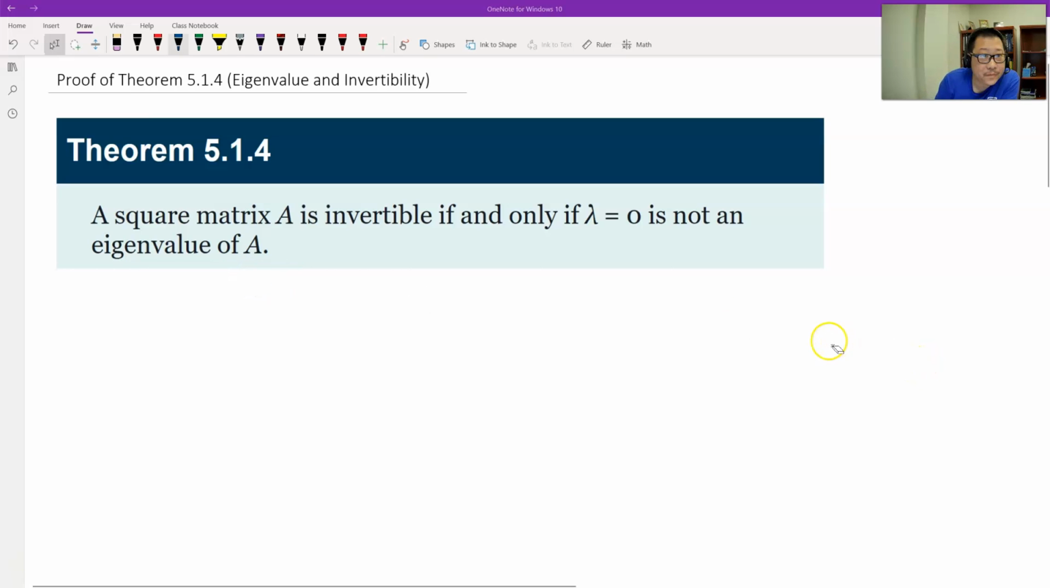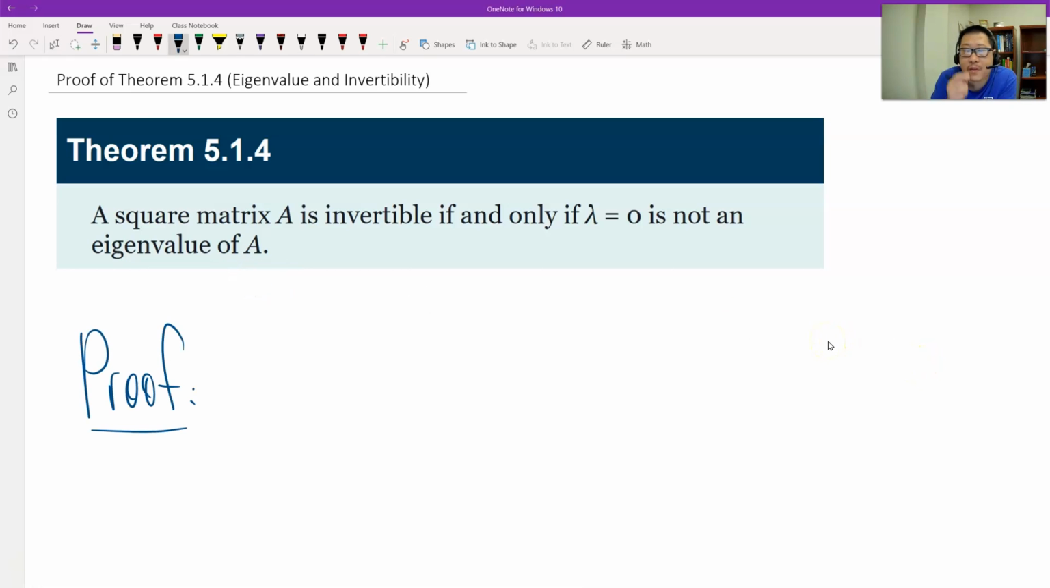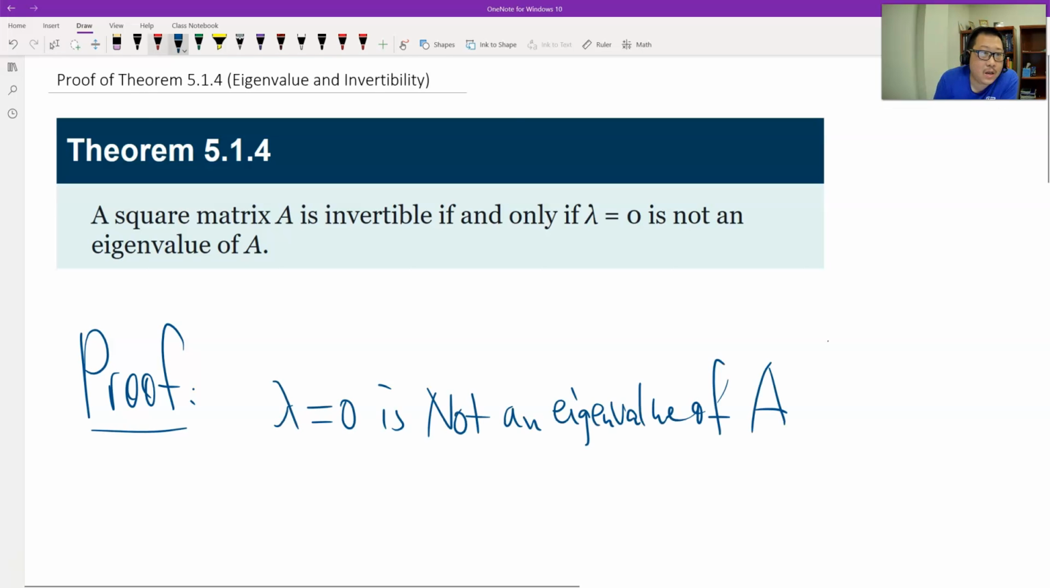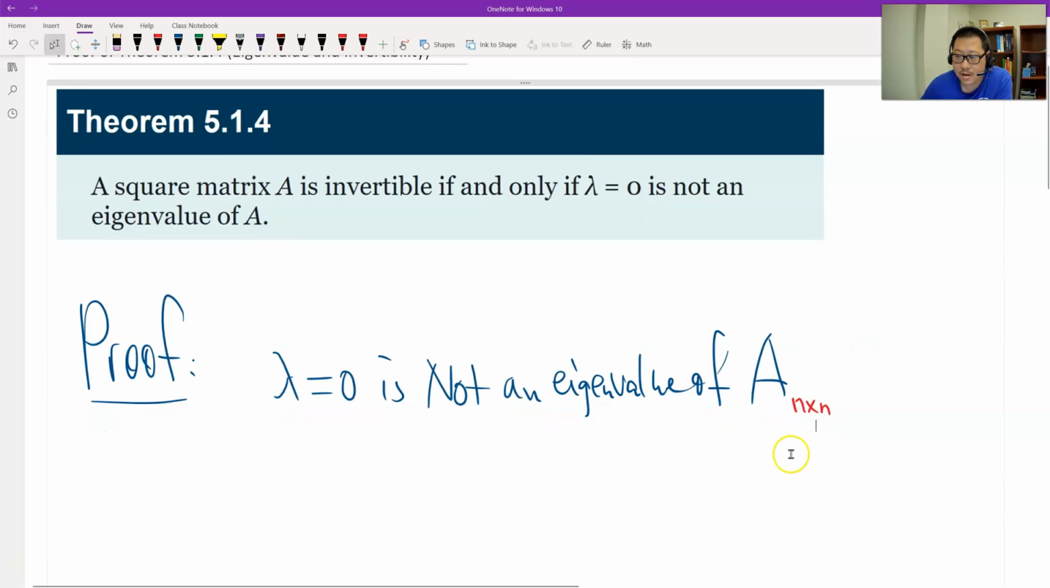Let's see why. Let me start from lambda equals 0 is not an eigenvalue, and then we find the equivalent statements one by one, step by step. I need the size of A. Let me say the size is n by n. A is a square matrix. n is the size.